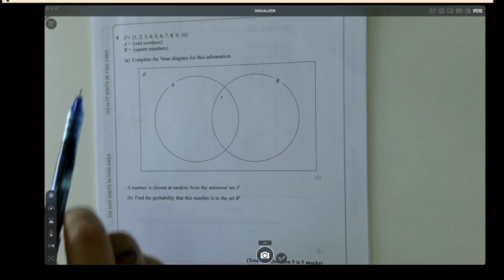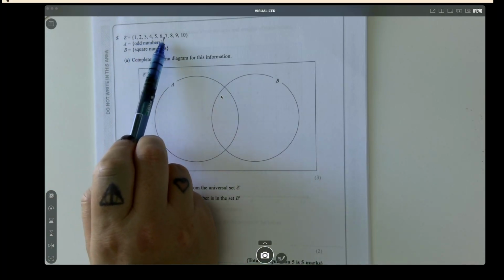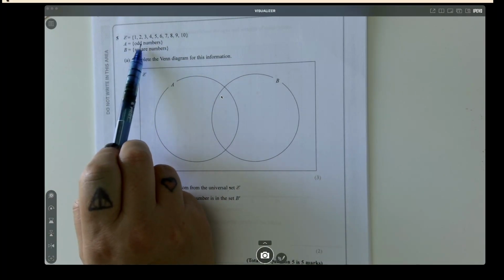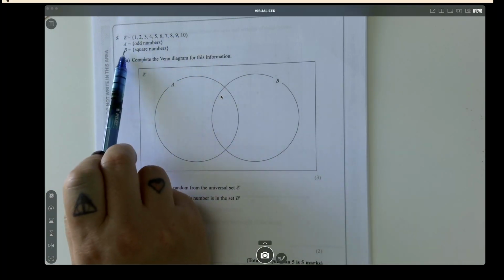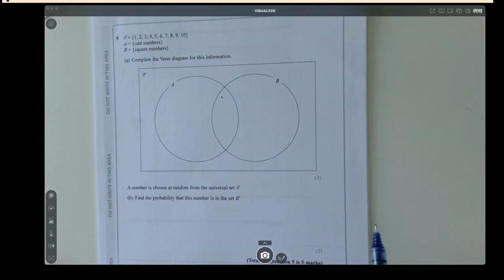Question 5. So we have the universal set that contains the numbers 1, 2, 3, 4, 5, 6, 7, 8, 9 and 10. Set A are all the odd numbers in this set, and B are all the square numbers in this set. Part A, complete the Venn diagram for this information.